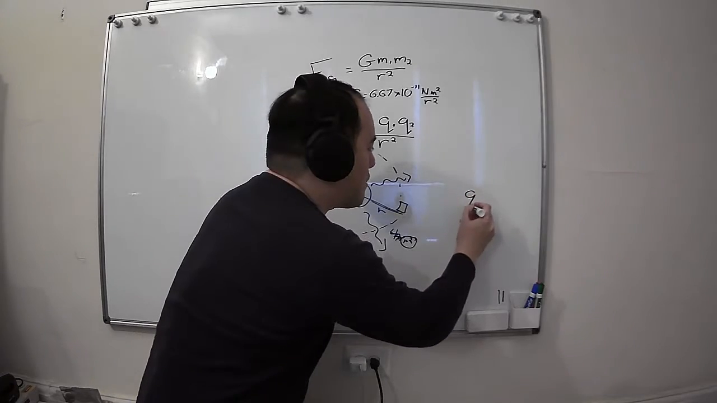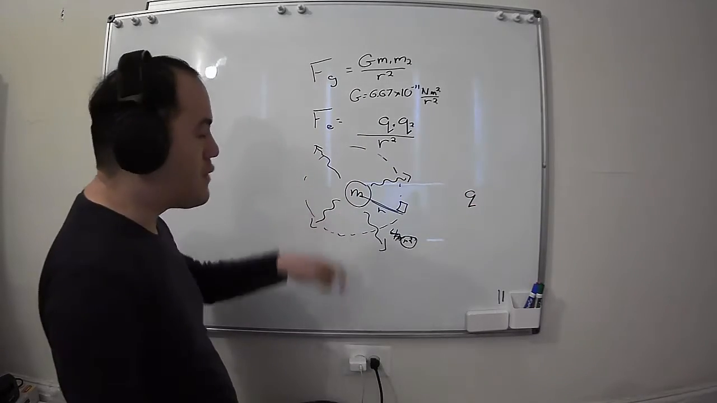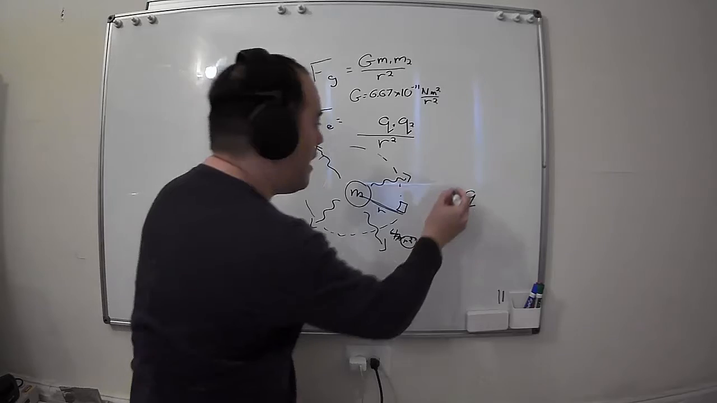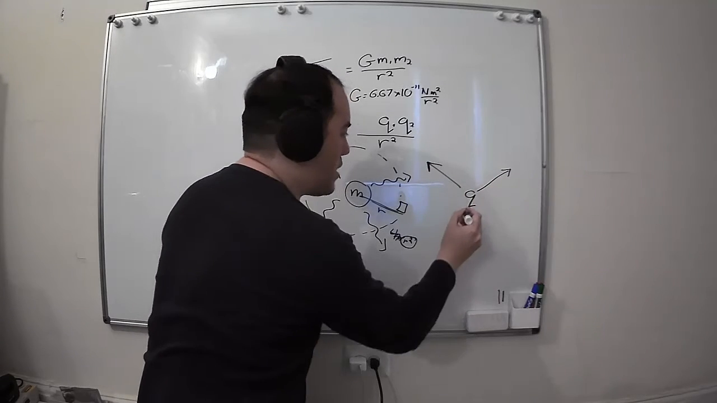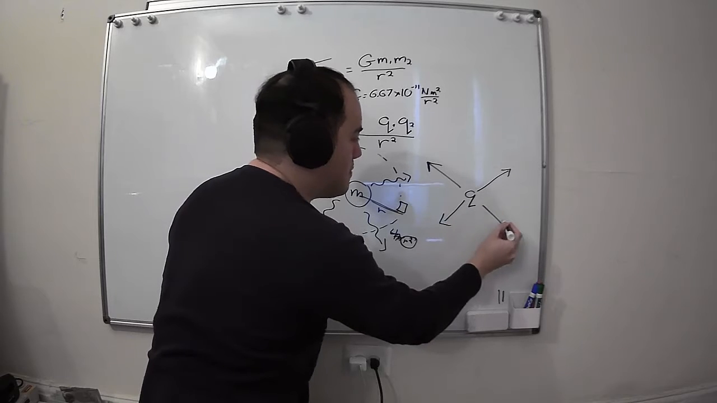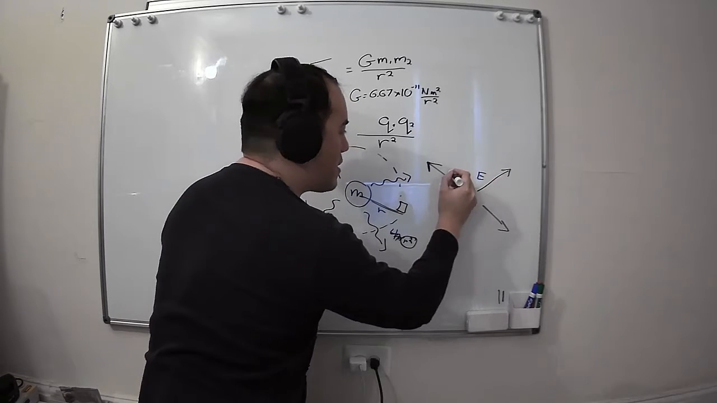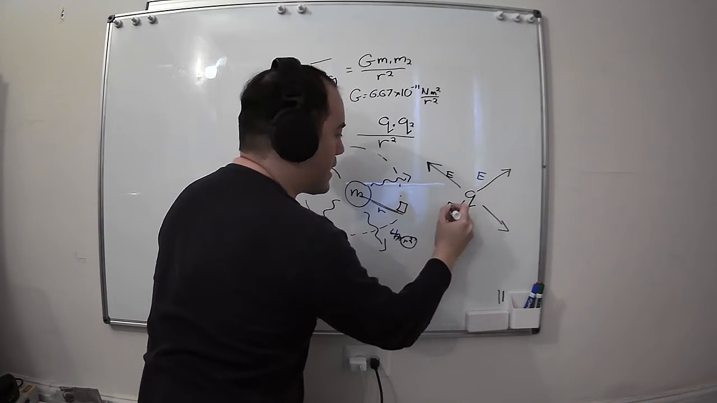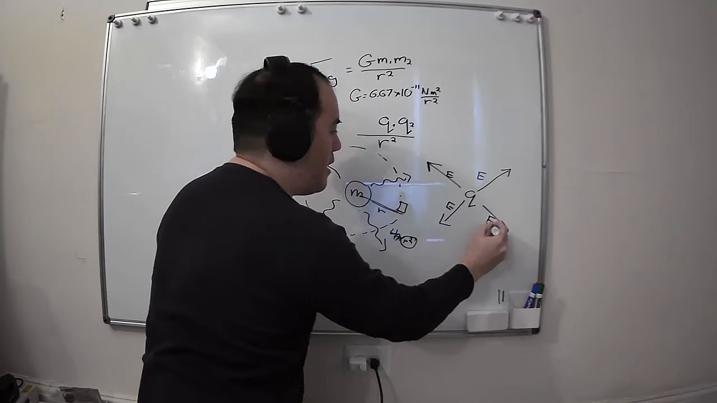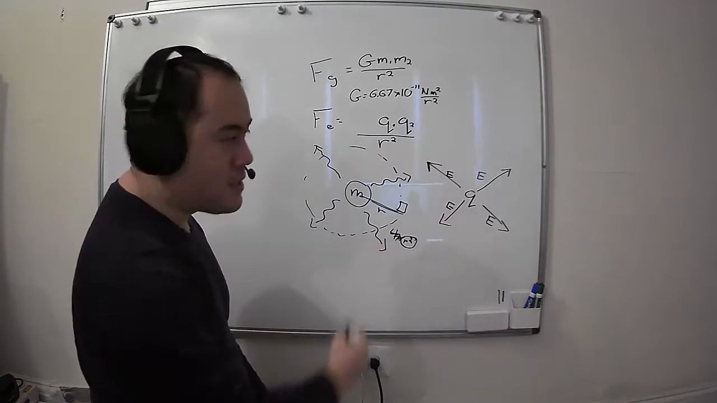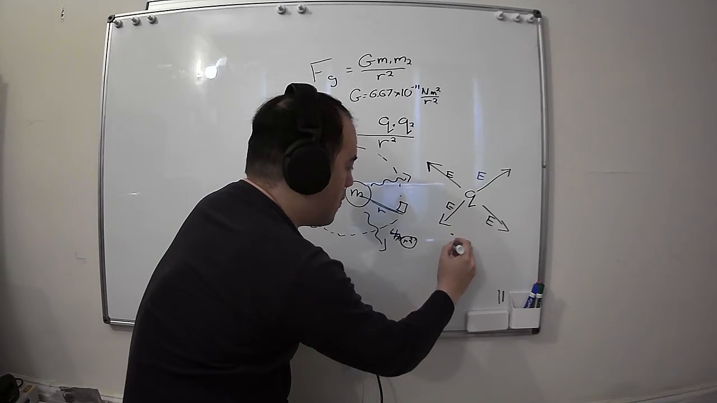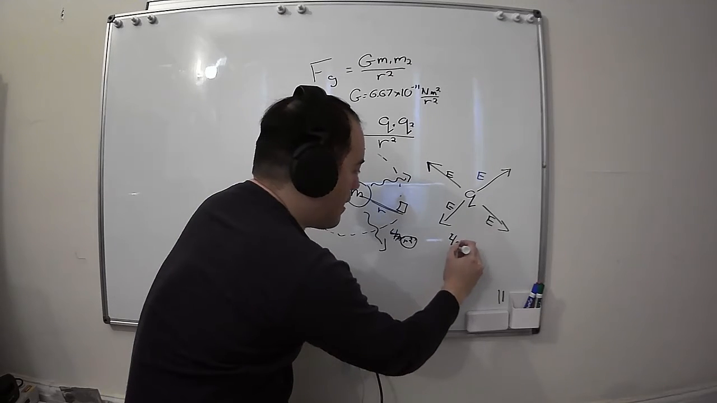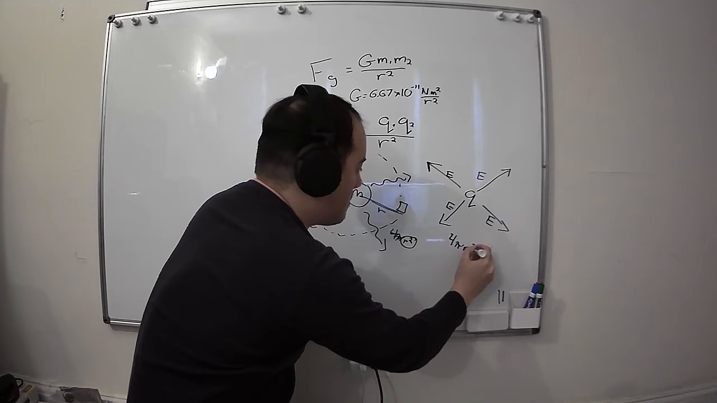The same is true for charge, except instead of gravity waves, we have something special called electric fields, which we'll talk about next lesson too. And the electric field is shot out in all directions, and it's also spread out over the same surface area. 4 pi r squared.